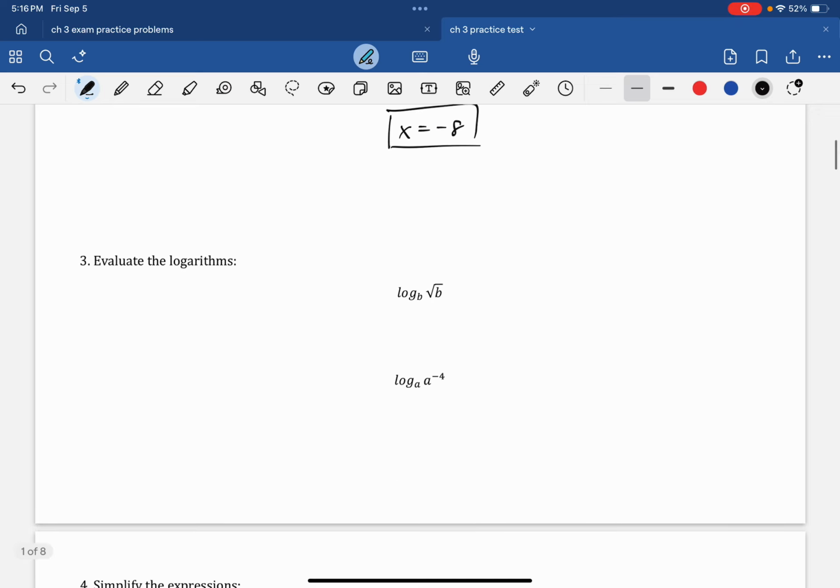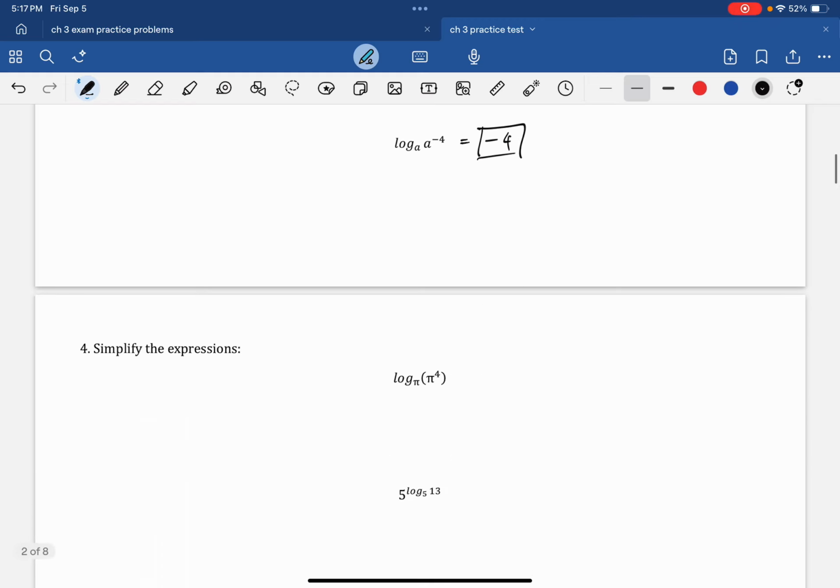Third question, 2 simple logarithms to evaluate. The square root of b is simply b to the 1/2 power, so this is log base b of b to the 1/2, and this is equal to 1/2 by our inverse property. Second one, this is just negative 4, again by the inverse property.